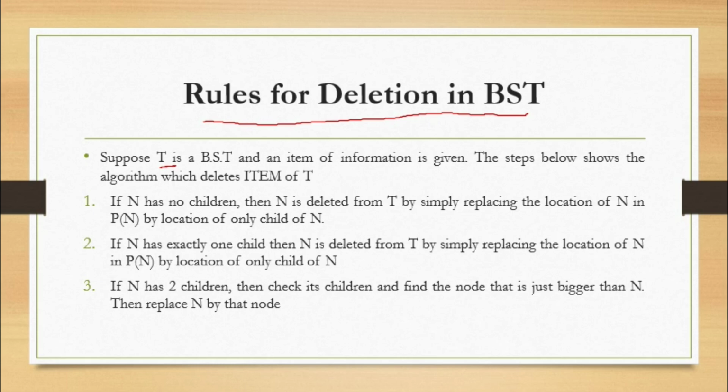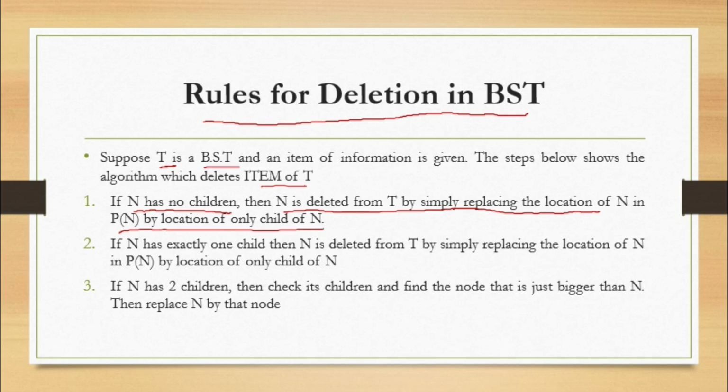Suppose T is a binary search tree, BST, and an item of information is given. The steps below show the algorithm which deletes the item from T. So you need to know this algorithm. If N has no children, where N can be any element, then N is deleted from T by simply replacing the location of N in T by the location of the only child of N.